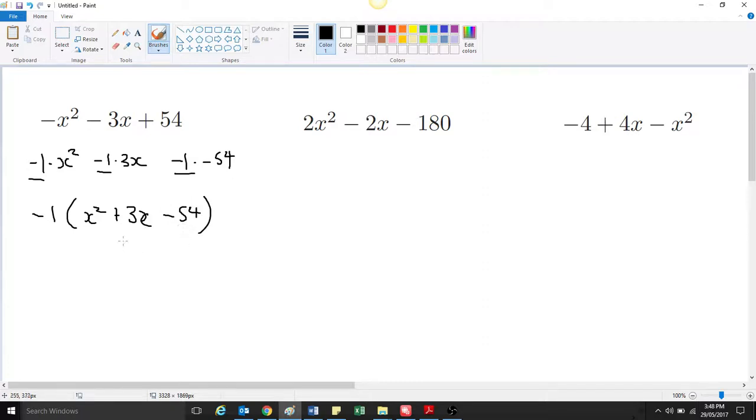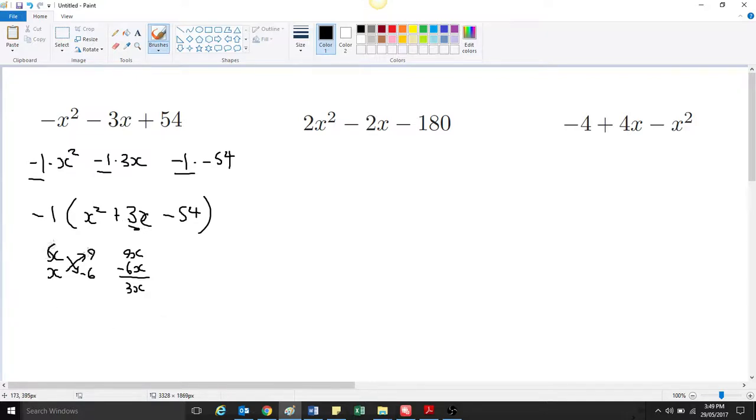Now 54, we could list all the factors. It's going to be 9 and 6. And let's investigate. Multiples of x squared are x and x. Multiples of minus 54 are going to be 9 and 6. And one of them has to be negative, and it's going to be the 6. So I'll show you why. We go x times 9 is 9x. x times minus 6 is minus 6x. And if we go 9x plus negative 6x, that's 3x. And that's what we have there in the middle as our b value.